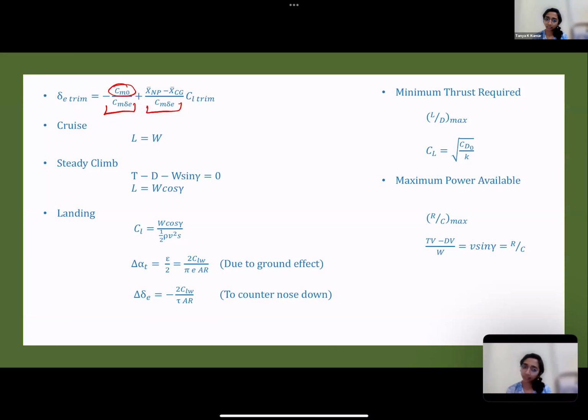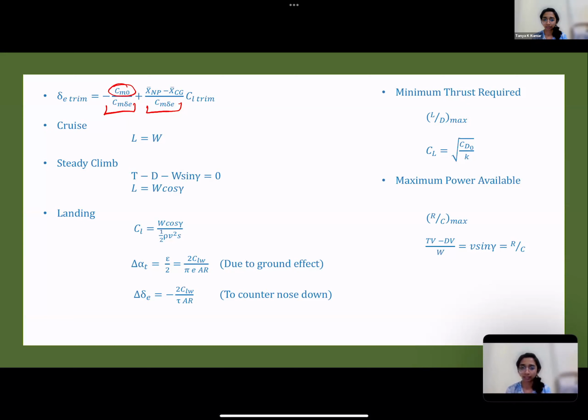Is my question clear? Do you know what you're supposed to tell me? CM naught is the moment with zero deflection of elevator. All right. So if we don't take the elevator into consideration, what is CM naught, just from the pure stability aspect? You are right, it is the moment with zero deflection of elevator.